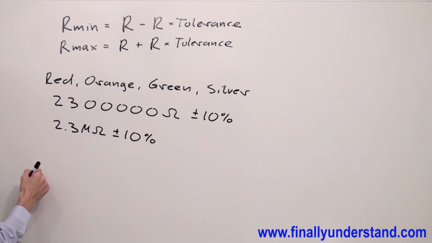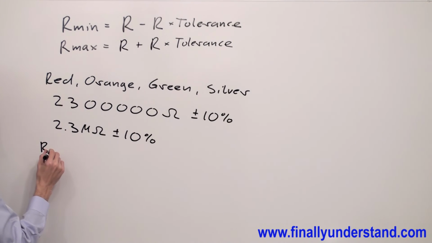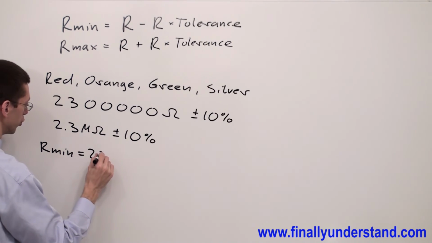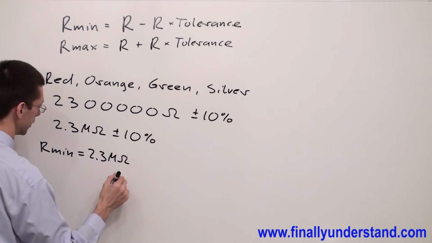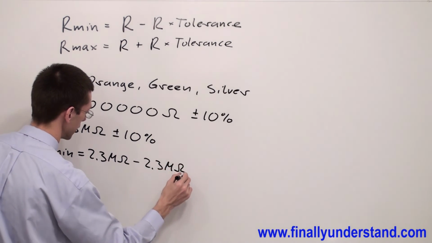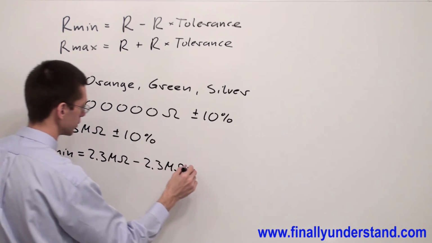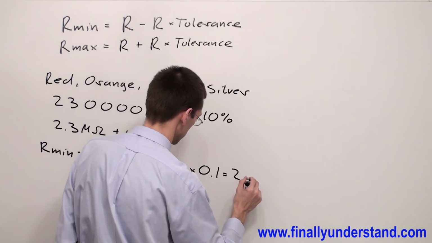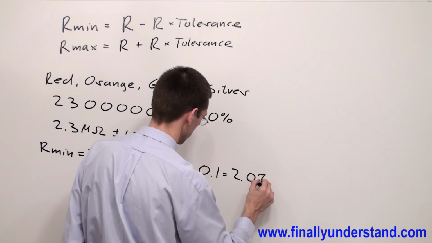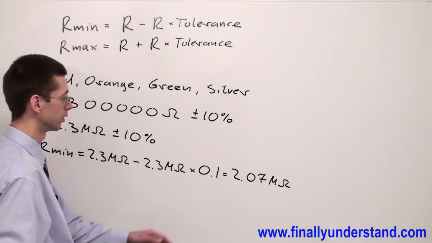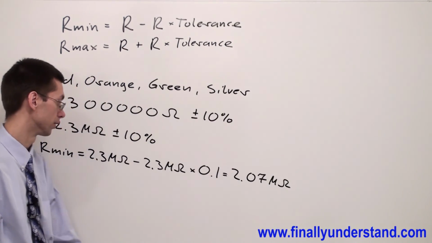Next, I have to find the possible minimum value of this resistor. R minimum is equal nominal value, which is equal 2.3 mega ohms minus 2.3 mega ohms times 10%. 10% is 0.1, is equal 2.07 mega ohms. This is the possible minimum value of my resistance.